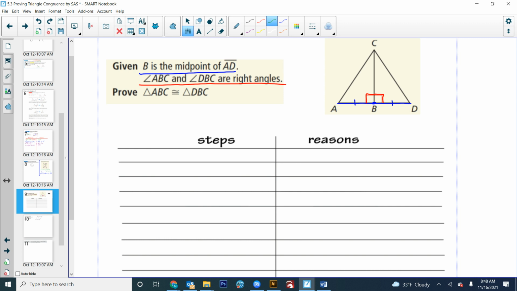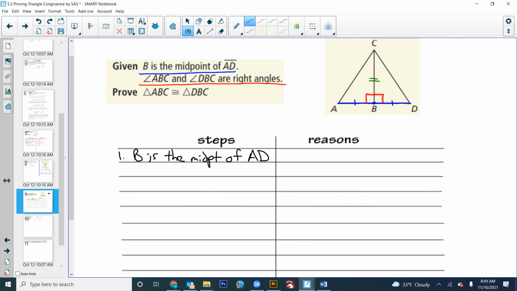All right. So we're going to see the what property? Reflexive. Very good. Reflexive. Therefore, the triangles are congruent by SAS. All right. Step 1. B is the midpoint of AD. Given. I'm gonna give that its own line because it's a separate thought from the other one.